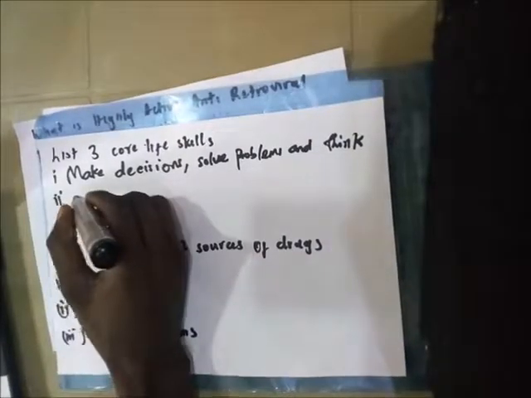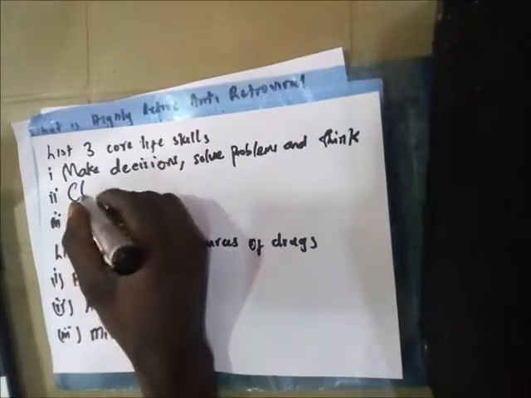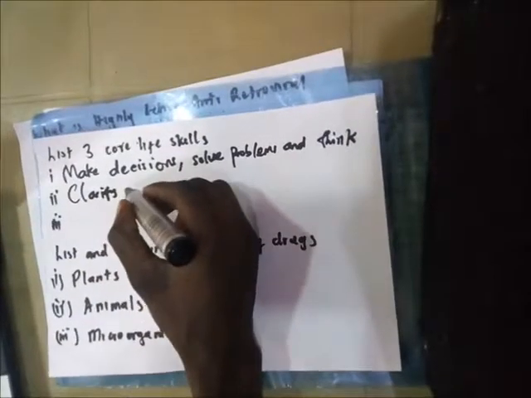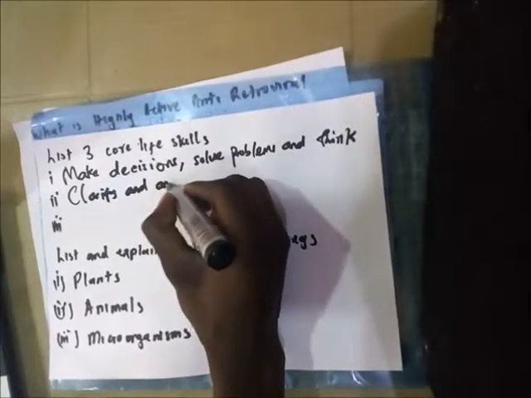Then B, we have to clarify and analyze values. Values need to be clarified. So these are core life skills. You need these skills to make it in life. I'm very serious. Clarify and analyze values.